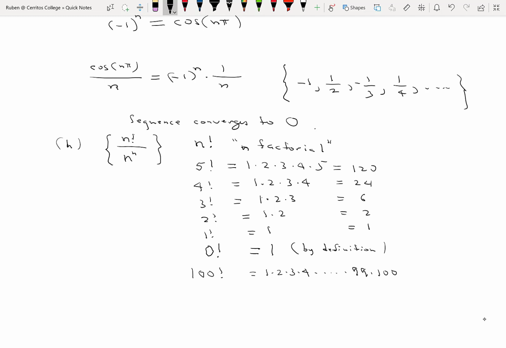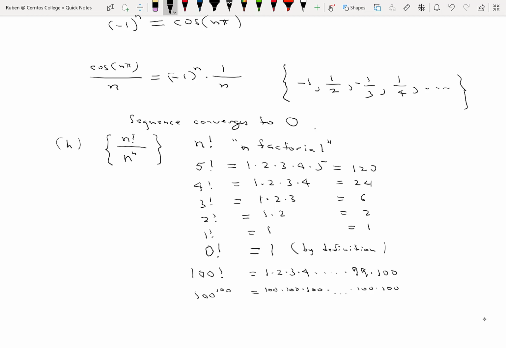In the denominator of our sequence, we also have a function that grows very quickly, n to the n. Imagine substituting n equals 100. In the denominator, we're looking at 100 to the 100th. That's 100 times 100 times 100 with 100 factors of 100. So that denominator, n to the n, also grows very, very quickly.